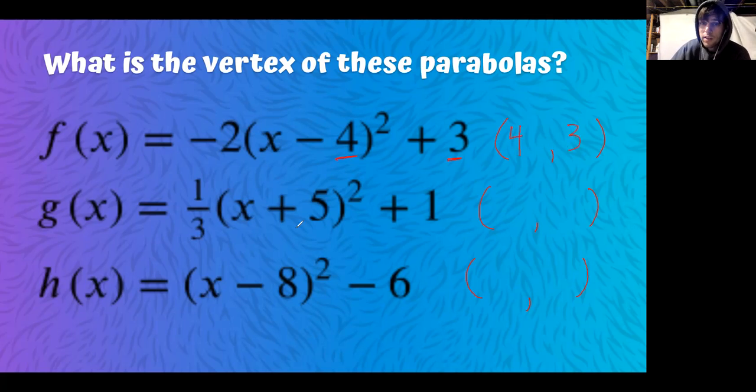Feel free to pause and do these real quick if you want to check your answers there. Again, the opposite, so this is a -5 and a positive 1. Opposite again, so this is 8 and -6. Only that h value is the opposite. And again, that goes back to our horizontal shifts that we learned about last chapter. So these should be our vertices, our vertexes. I don't know what the proper word is there.